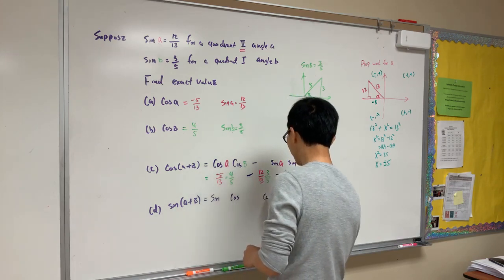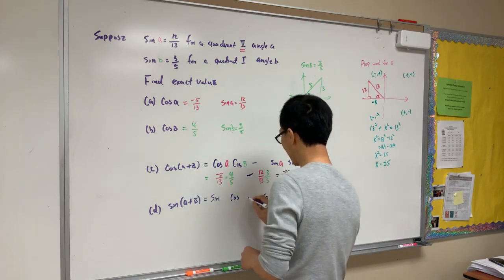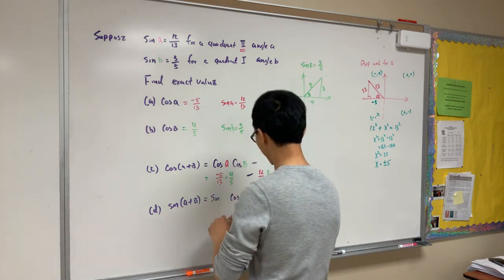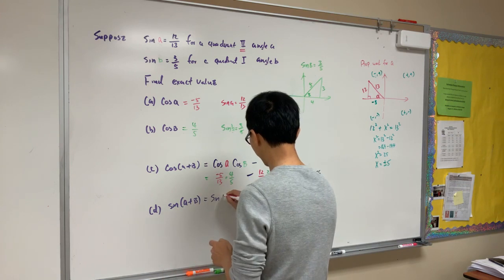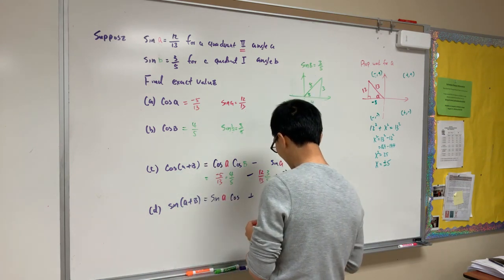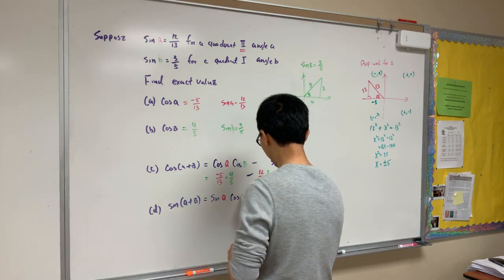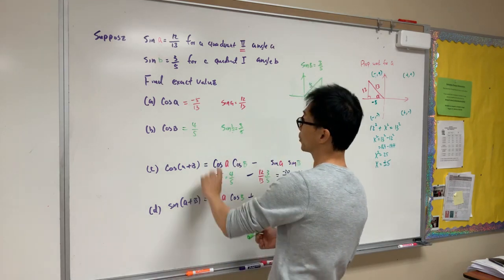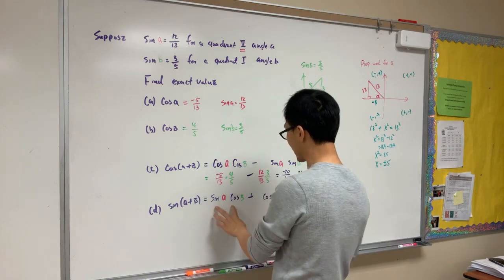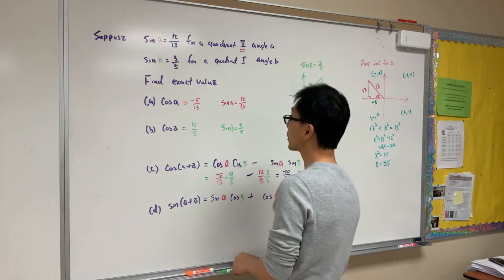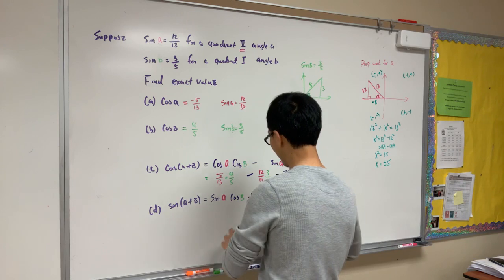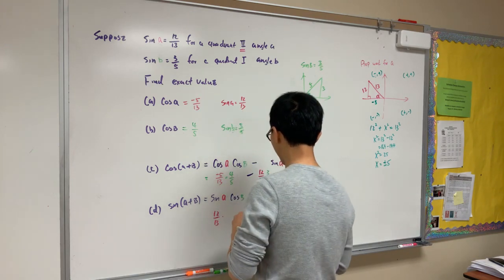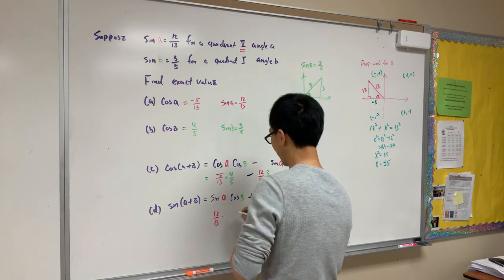cosine, sin. And this is a plus. And then A is this, right? And the B is this. So sin A, just make sure you copy down. So this is the easy part. This is sin A cosine B. What is sin A? 12 over 13. So it'll be 12 over 13 times cosine B, what is cosine B? 4 over 5.